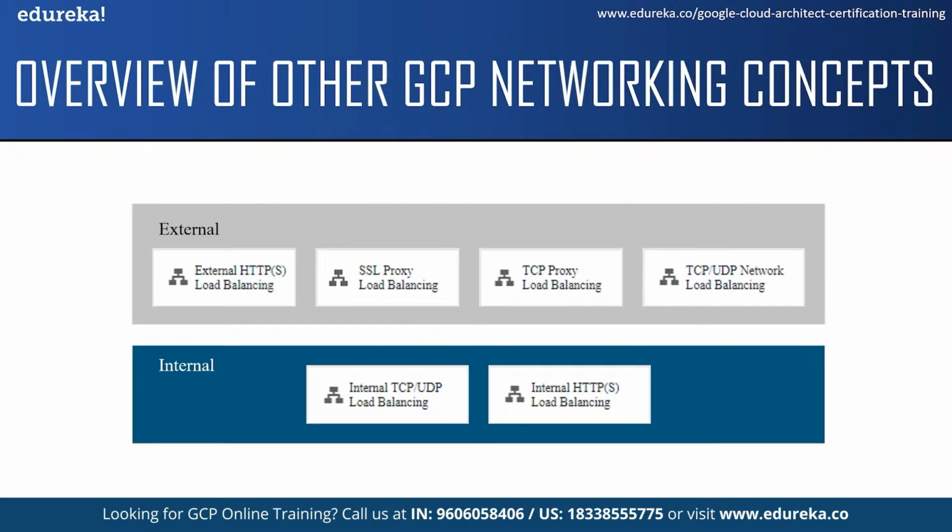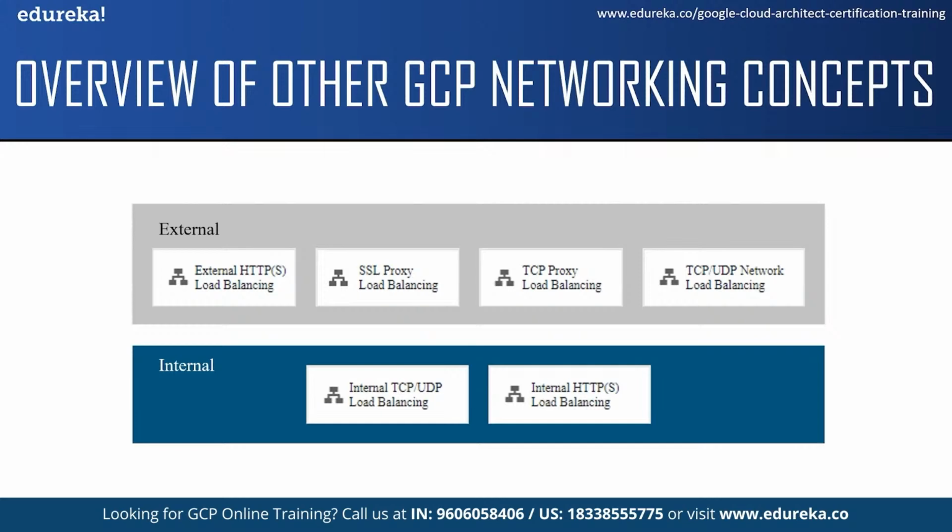Now, to decide which load balancer best suits your implementation, consider factors such as global and regional load balancing. You can use global load balancing when your backends are distributed across multiple regions, your users need access to the same application and content, and you want to provide access by using a single IP address. You can use regional load balancing when your backends are only in one region.